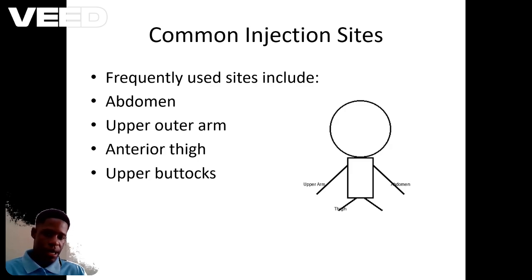And then you've got the anterior thigh, the front and outer parts of the thigh. And then you've got the upper buttocks or the glutes. This is the upper and outer fatty area.